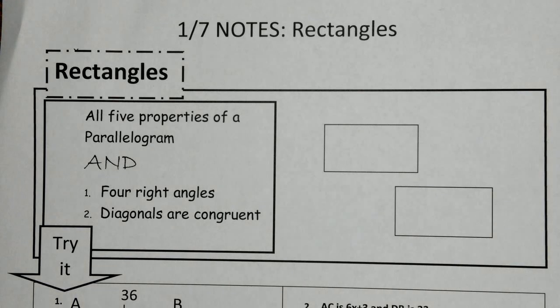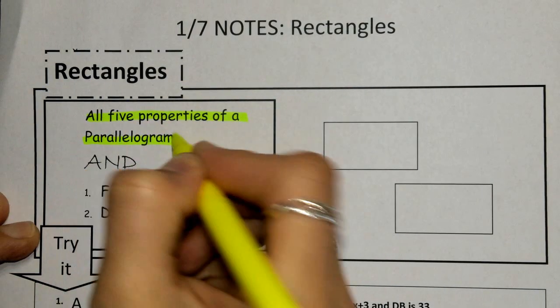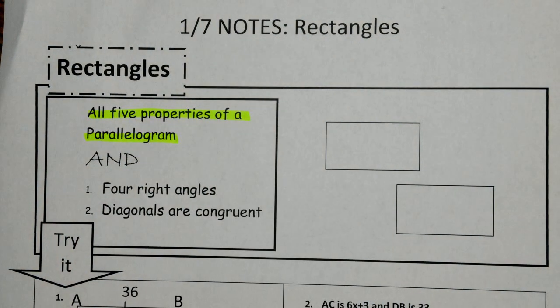Alright guys, in our quadrilateral section we are now moving on to rectangles. So we talked about our parallelograms, and our next quadrilateral we're going to talk about is our rectangles. The first thing we need to learn about rectangles is they are going to have all 5 properties of the parallelogram. So a rectangle is also considered a parallelogram because to be a parallelogram you have to have those 5 properties we talked about in the previous notes. A rectangle does have those, so technically a rectangle is also a parallelogram.